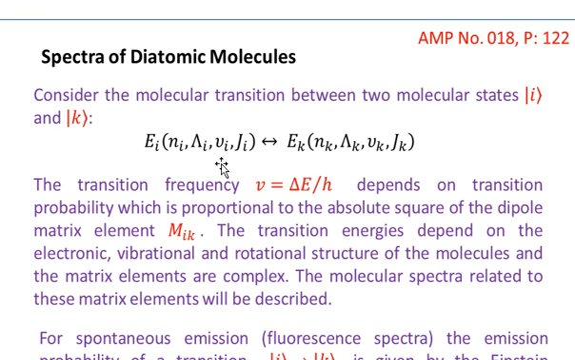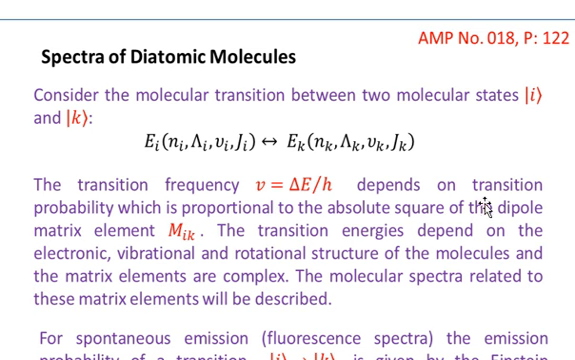Here the quantum number Vi stands for the ith vibrational level, Ji stands for the ith rotational level, and on the right hand side I have Vk, which means the kth vibrational level, and Jk, which means the kth rotational level. The transition frequency, given by nu, is equal to delta E over h. That is, delta E is the difference between the two levels, and dividing by h gives the transition frequency between those two levels.